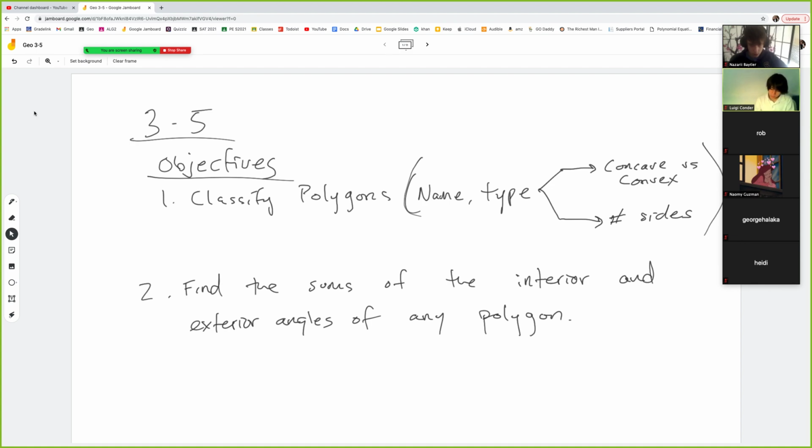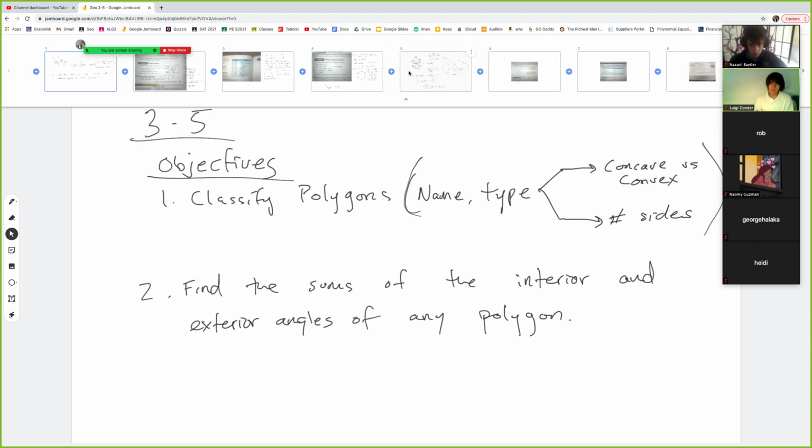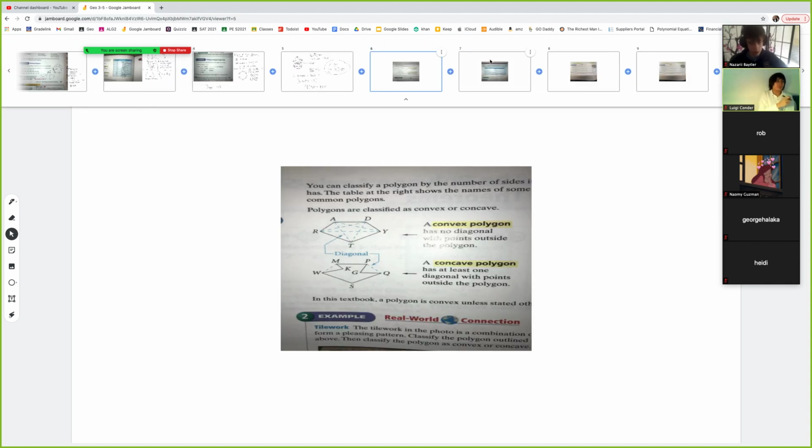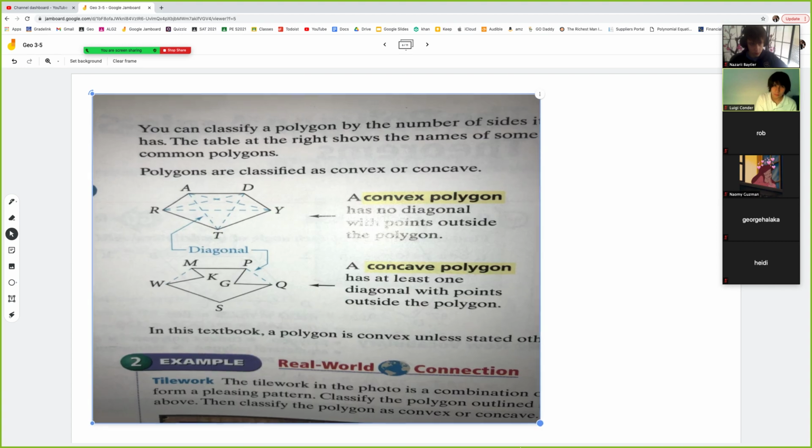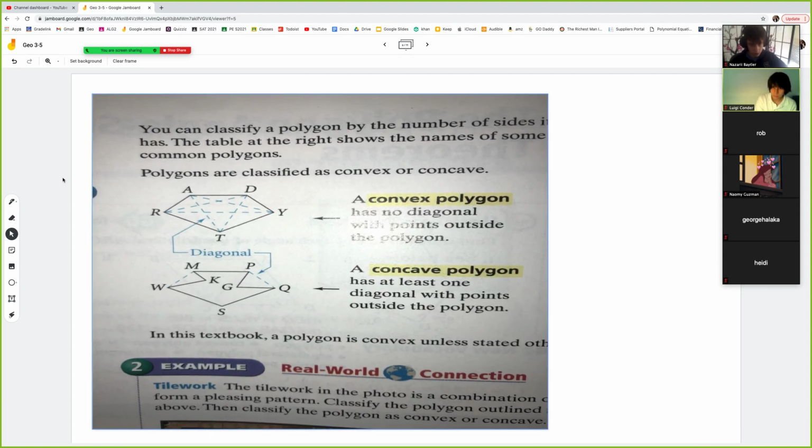Now, I want you to look at this image right here. It is very important that you understand the difference between a convex and a concave polygon, and I'm going to give you a very easy way to remember this. Do not forget this. Convex means there's no diagonal that has a point outside of the polygon. If you draw a diagonal, from one point to another, any diagonal, it will not leave the polygon.